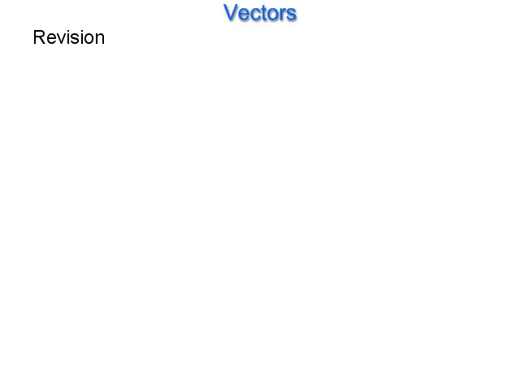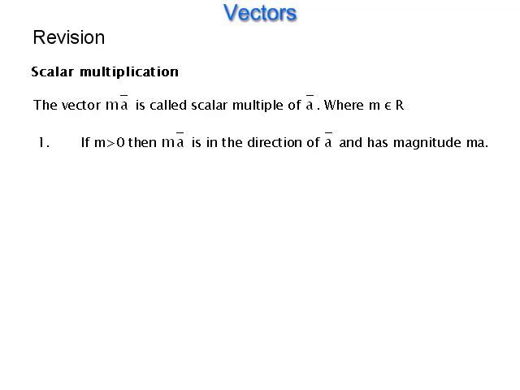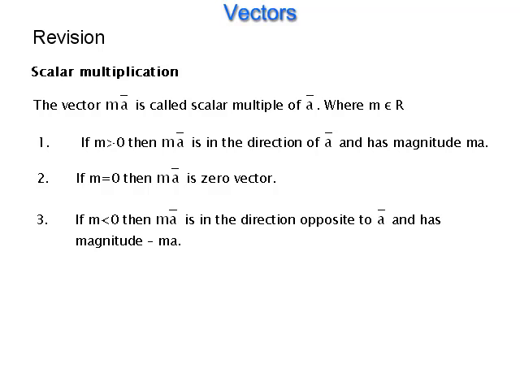Scalar multiplication. Let A bar be a vector and M be a real number. Then MA bar is a vector which is called scalar multiple of A bar. If M is greater than 0, then MA bar is in the same direction as that of A bar and has magnitude MA. If M equals 0, then MA bar is a zero vector. If M is less than 0, then MA bar is in the direction opposite to A bar and has magnitude minus MA.